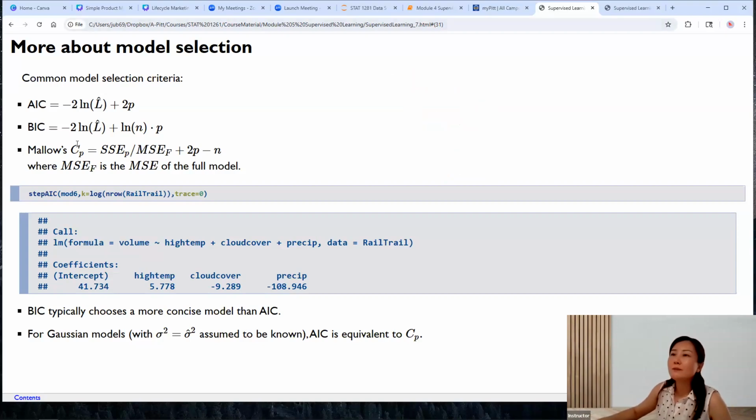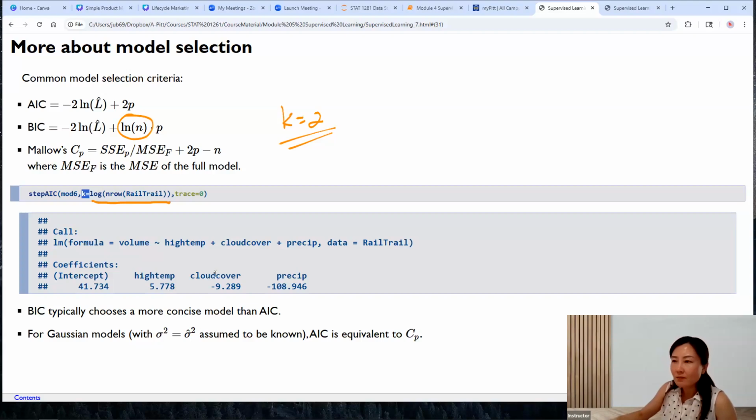So how to use BIC? It's very simple. Still use the step AIC function. Everything else is the same, except you need to specify an argument called K. K is a multiplier, this multiplier. By default, K is equal to 2, which means it will use AIC. But you can also use the log of the number of rows of the training data, which is log n. Then this is the result if we use the BIC metric.